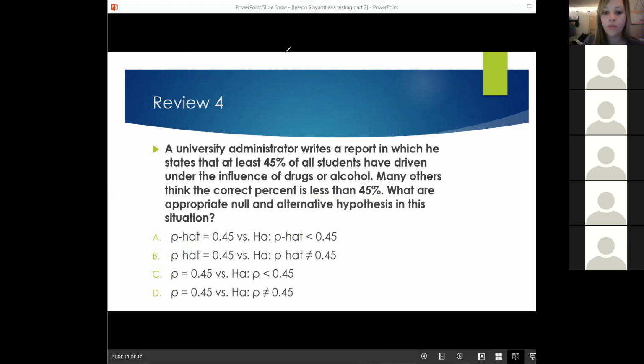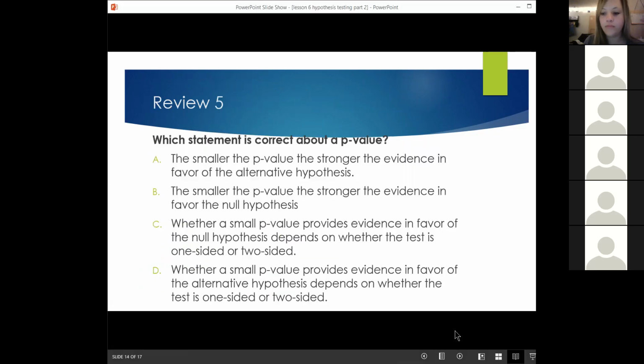All right. We have a few more. Okay, which statement is correct about a p-value? Read through these answers and let me know what you think about them.